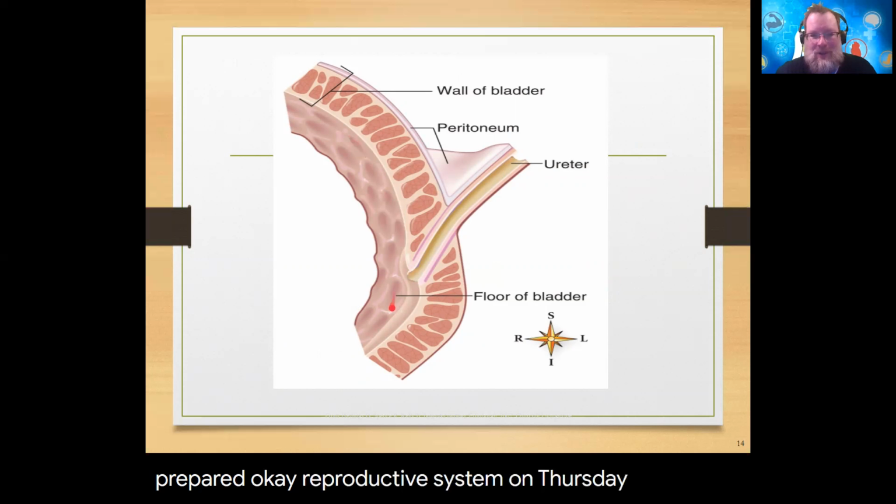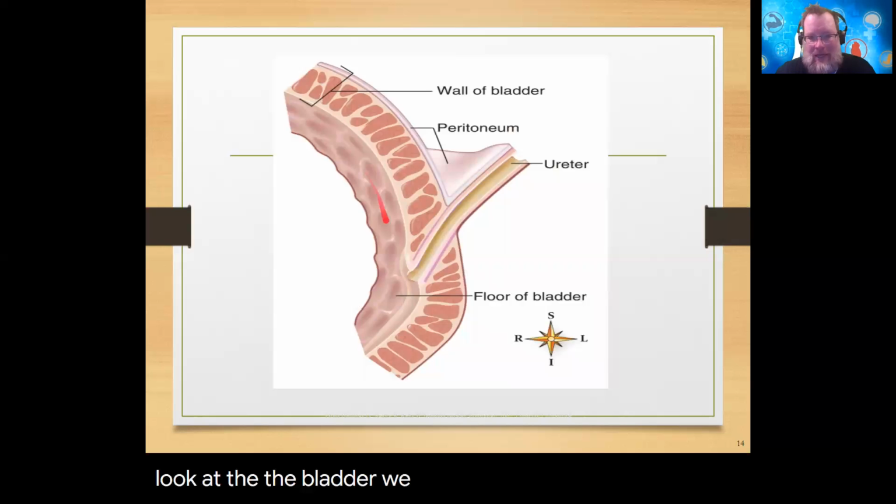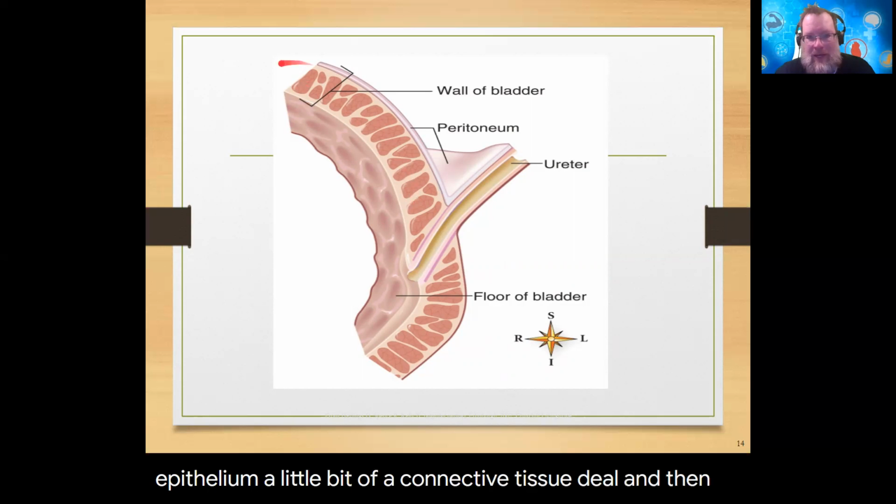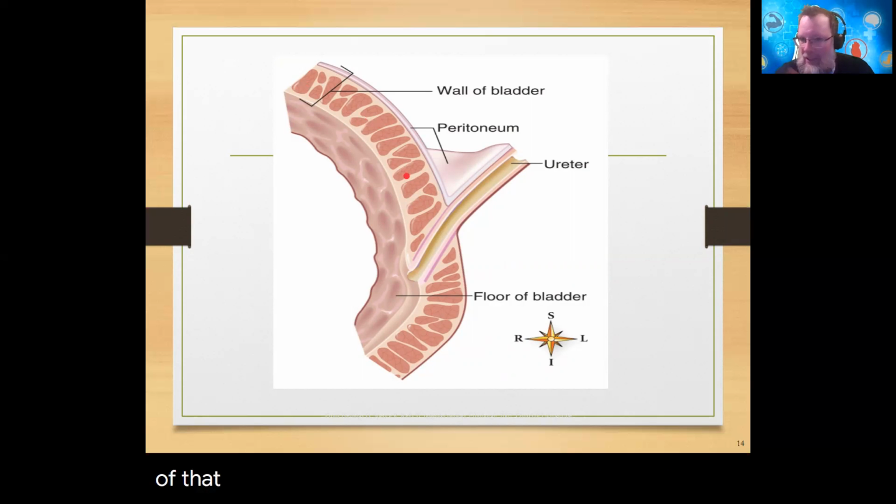Here's a look at the bladder. We see again we've got some rugae or folds. We see that transitional epithelium, a little bit of connective tissue, and then all of that red color is going to be indicative of muscle. So we do see smooth muscle, and then again more connective tissue and epithelium.